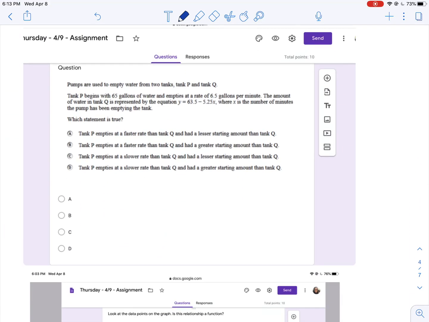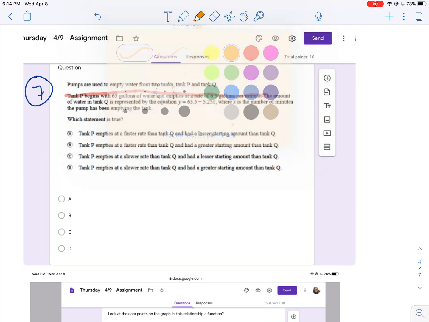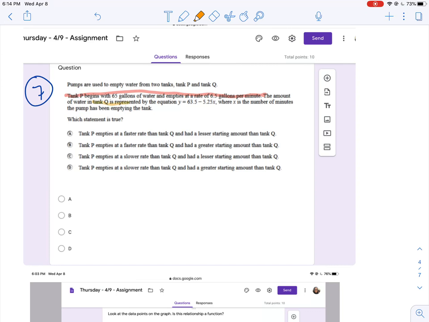All right. Number 7. It says pumps are used to empty water from 2 tanks, tank P and tank Q. Tank P begins with 65 gallons of water and empties at a rate of 6.5 gallons per minute. The amount of water in tank Q is represented by the equation y equals 63.5 minus 5.25x, where x is the number of minutes the pump has been emptying the tank. So which statement is true? And then it compares the rate and it compares the starting amount.